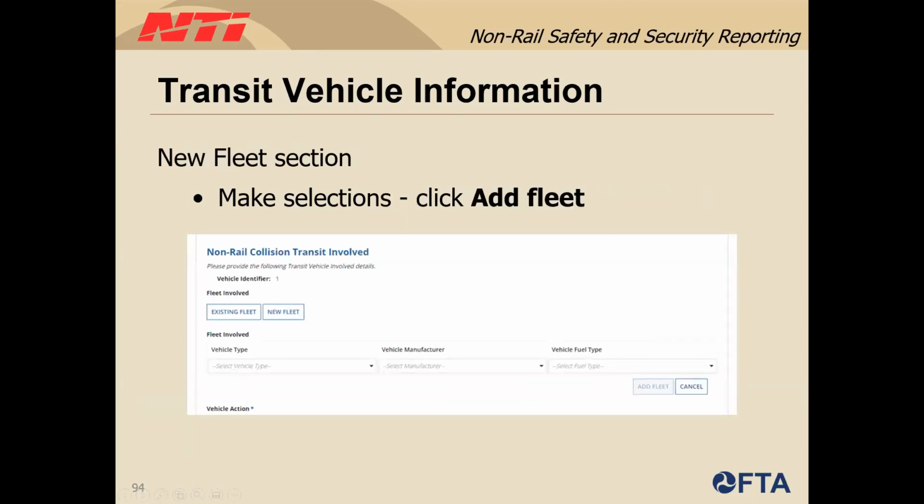If the vehicle is not listed within the existing fleet, the user may add a new vehicle by clicking on the New Fleet button. The grid will display drop-down boxes to select a vehicle type, vehicle manufacturer, and vehicle fuel type. These are lists of all possible options, unrestricted to the agency's A30. After making your selections, click on Add Fleet.